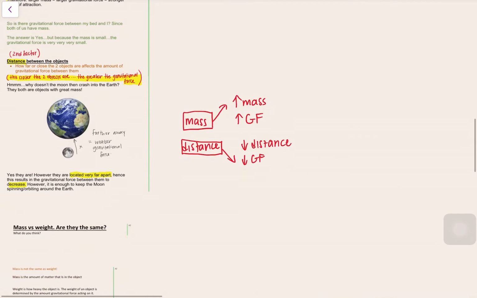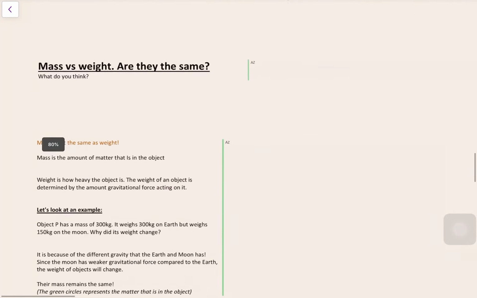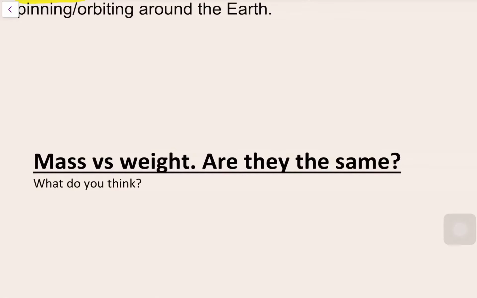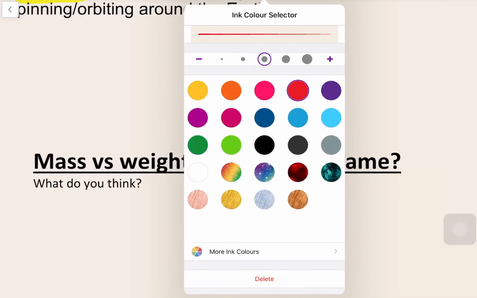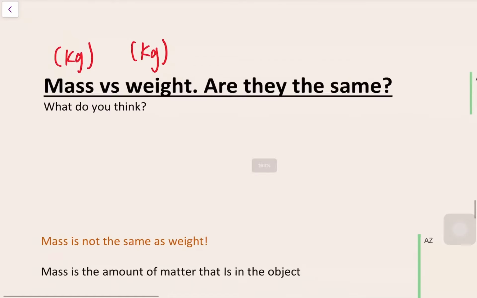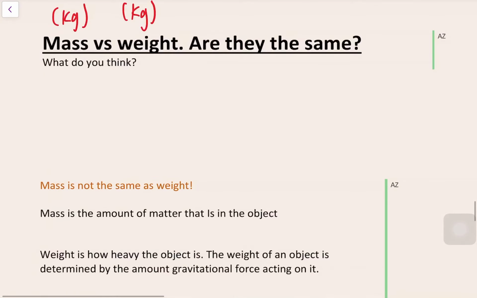Alright, now we move on to the next part of the video, which goes on to explain mass versus weight. Are they the same? Well, as we have learned in our topic of matter, mass is described as kg, right? And then weight, as we know, is also kg. However, they are not the same. Let's look at their definition. The definition of mass is the amount of matter that is in an object. However, the definition for weight is how heavy the object is.